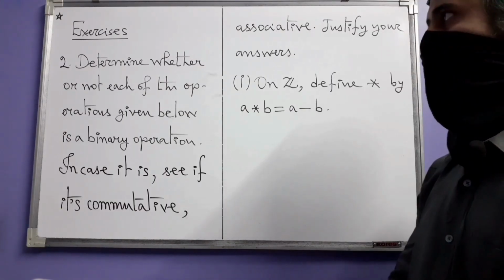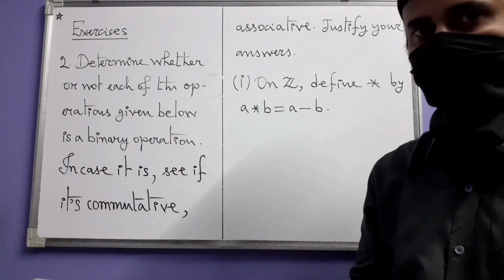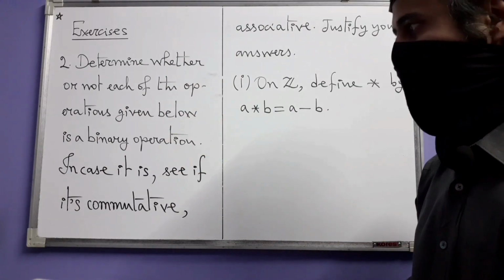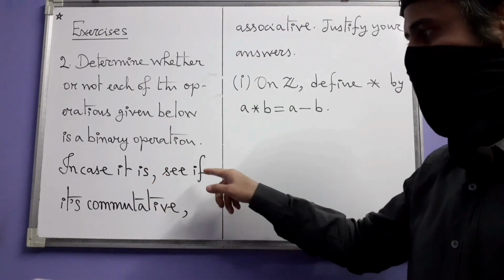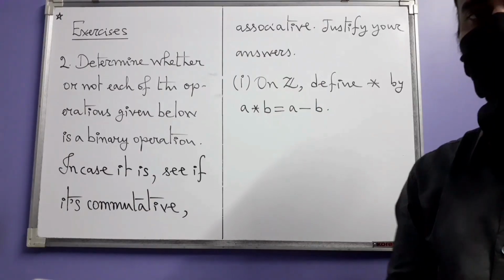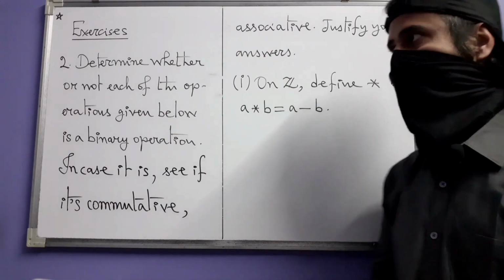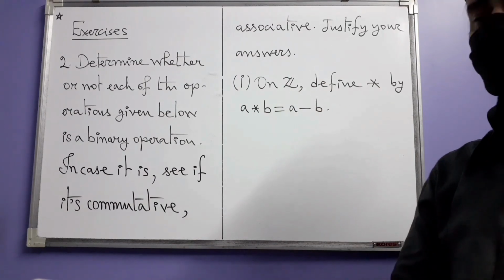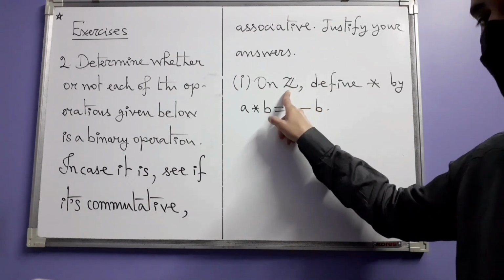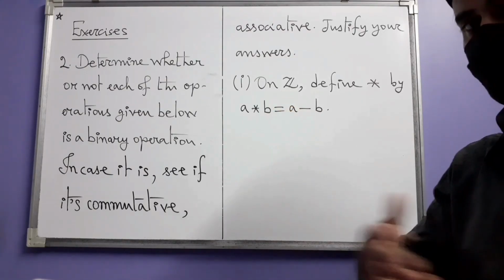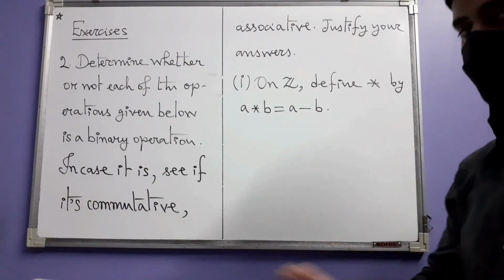Let's see another one, number 2. Here also we have to determine if the given operation is a binary operation or not, but additionally, in case it is a binary operation, we have to also see if it's commutative and/or associative. And again, we have to justify our answers. Here also we have some parts. This is part 1. The set here is the set of integers this time. Positive, negative, 0, everything is included. And the operation is subtraction.